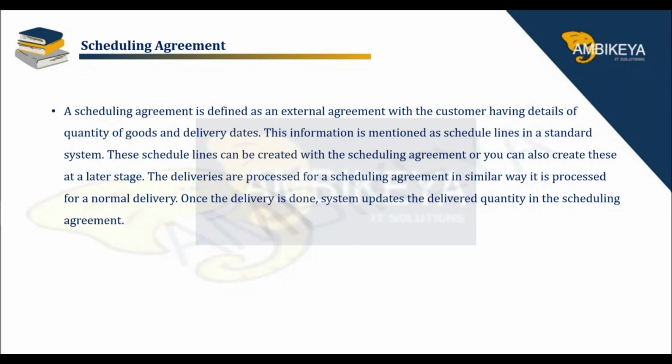Now coming on to scheduling agreement. Scheduling agreement is defined as an external agreement with the customer having details of quantity of goods and delivery dates. So it's like an agreement between two parties where they have quantity of goods and delivery dates. Sometimes the delivery dates are decided, sometimes they are not decided.